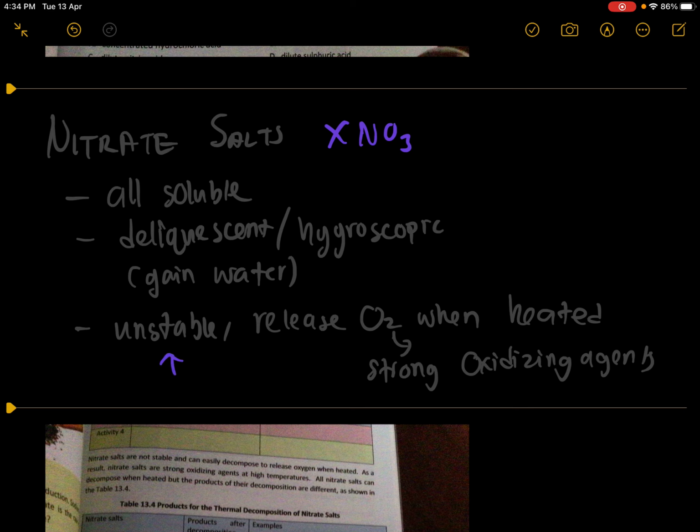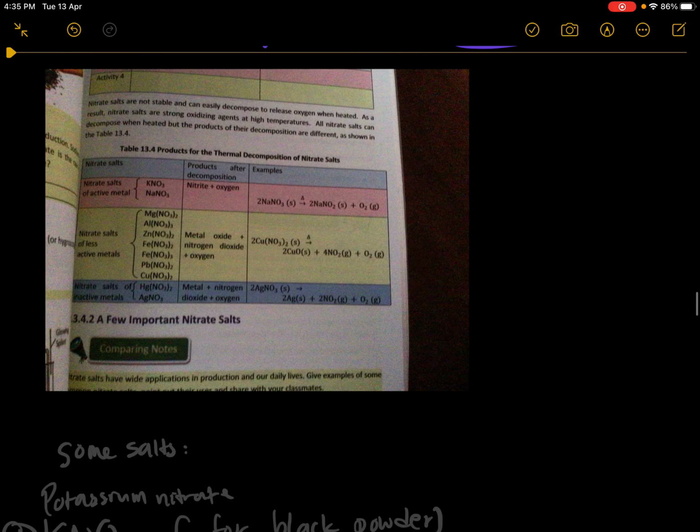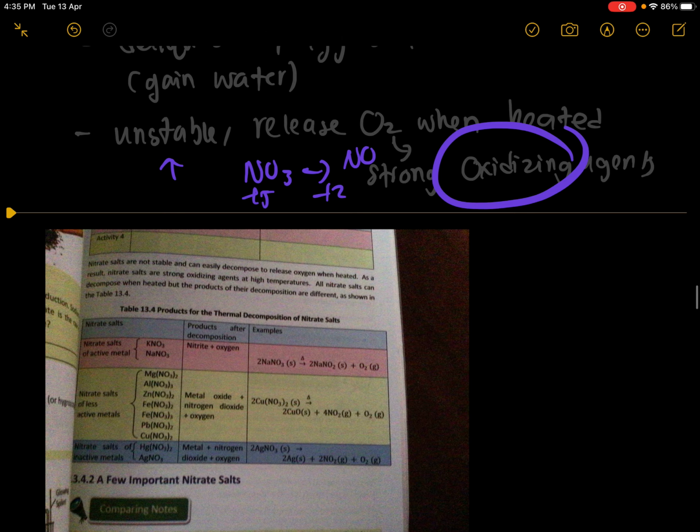It's also very unstable. And if you were to heat it up, it will release oxygen gas. But when you lose oxygen gas, it becomes like this. So since nitrogen goes from +5 to +2, it is reduced. So it is a very good oxidizing agent because all other substances get oxidized while nitrogen gets reduced.